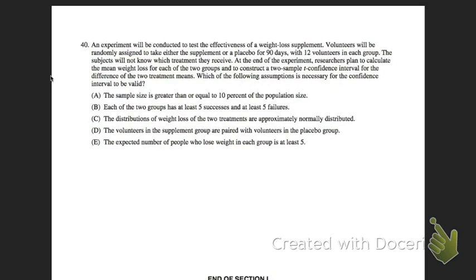Okay, last one, then we're done. Which assumption is necessary for confidence intervals to be valid? Normal. The distribution is approximately normally distributed. Perfect.